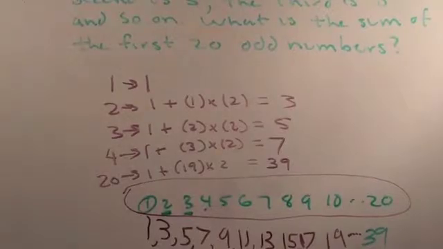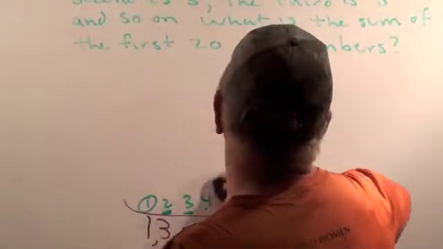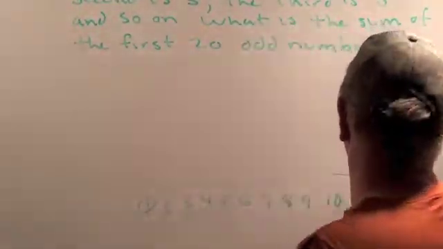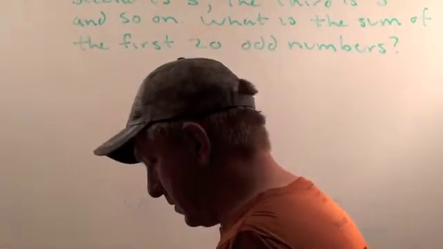Okay, so now we figured out what the 20th odd number was. It's 39. And so we have to add up 1 through 39.